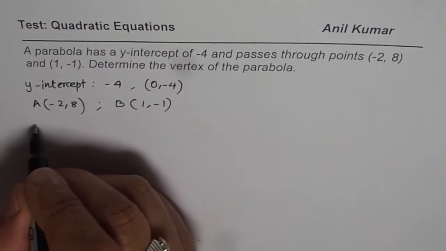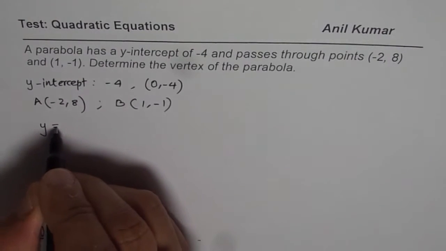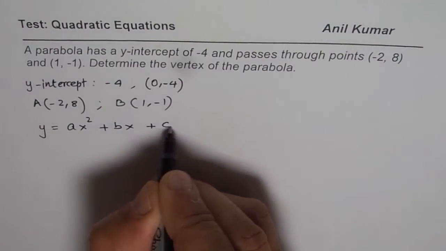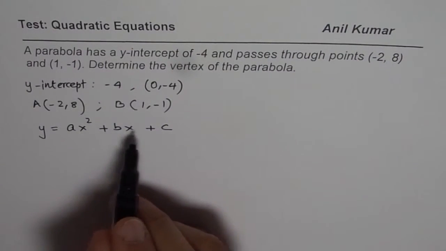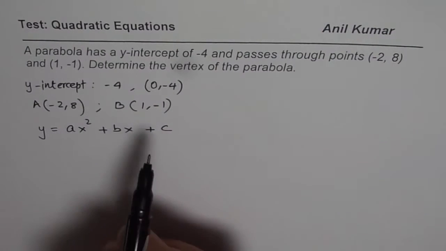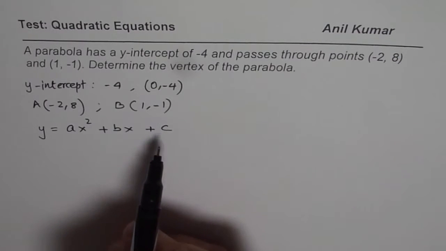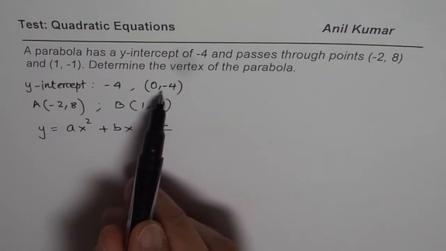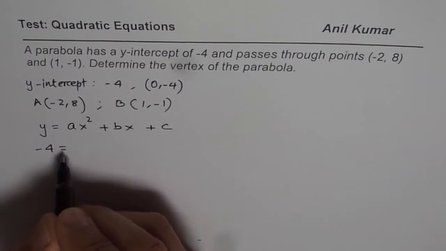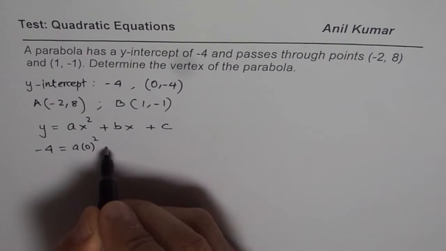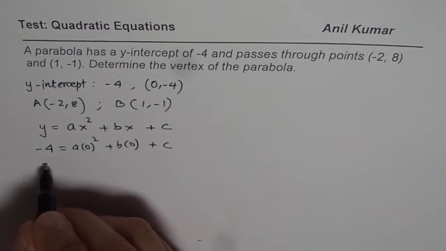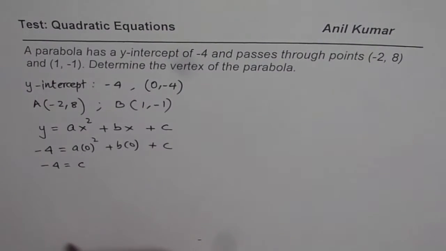Now, in general, the equation of the parabola can be written as y equals ax squared plus bx plus c. Now we have three unknowns and we have three different points, so we can solve for all three unknowns. c is actually the y-intercept. If I substitute 0, I get -4 for y, right? So I can write this equation as -4 equals a times 0 squared plus b times 0 plus c. So clearly you can see that the value of c is -4.